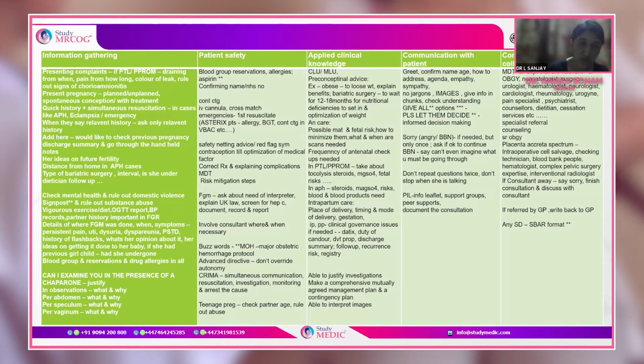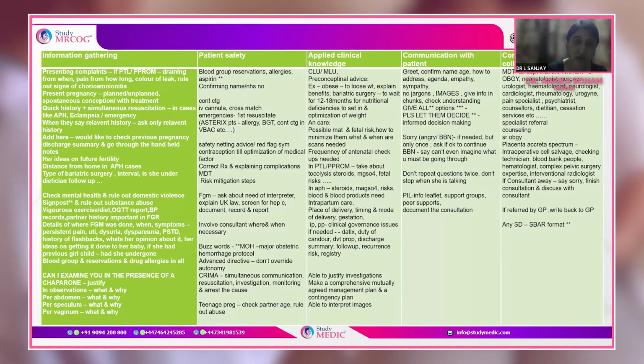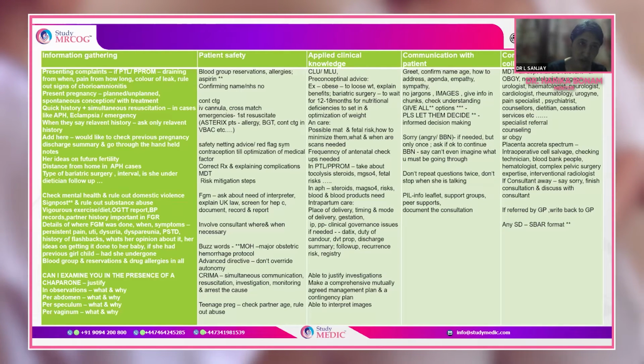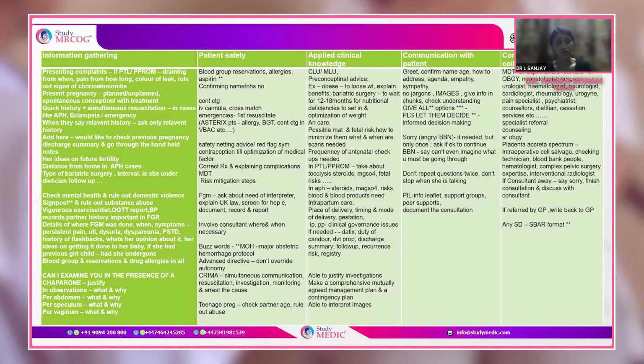All these things we have to ask in the interview. And yes, we all ask about drug allergies. It is very important in all modules. We'll have to ask about drug allergies and then get the group and reservations of their transmission. This is all the information gathering.